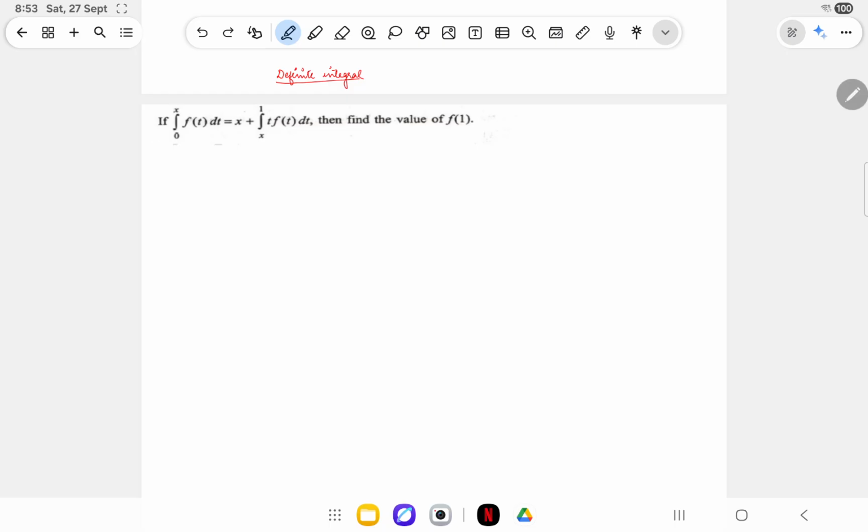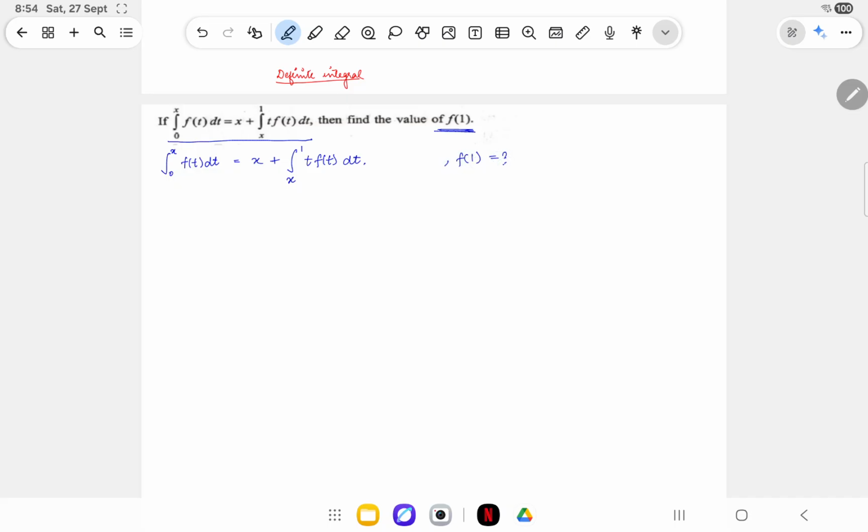So question 1 states that if this relation is satisfied, then we are supposed to find the value of f of 1. The function f satisfies this relation, that is integration from 0 to x of f(t) dt is equal to x plus integration from x to 1 of t f(t) dt, and we are supposed to find the value of f of 1.